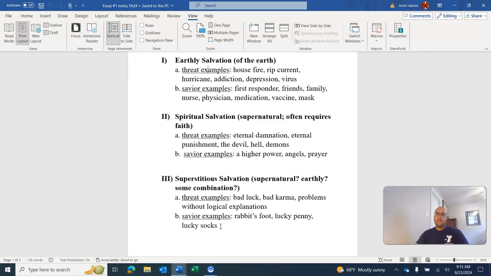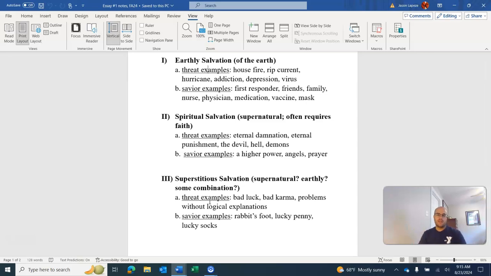It's not quite the same, you might argue, as a formal religion. But it also doesn't have a logical explanation, like in the examples of earthly salvation, where someone takes medication and the cold goes away, the virus is killed and the person is healed. That's logical. It can be explained by science. Superstition, I think, falls somewhere along a spectrum between the two.